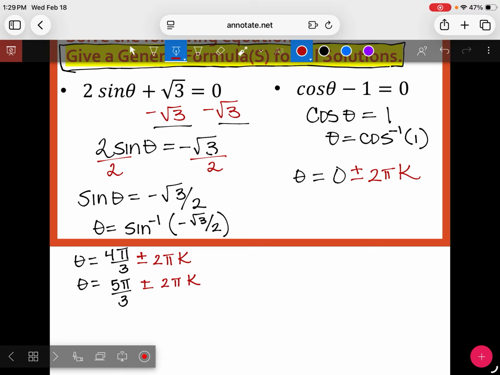You could put n also. Yeah, just like when we graphed, professors use a lot of different variables. Some use k, some use n, same thing.